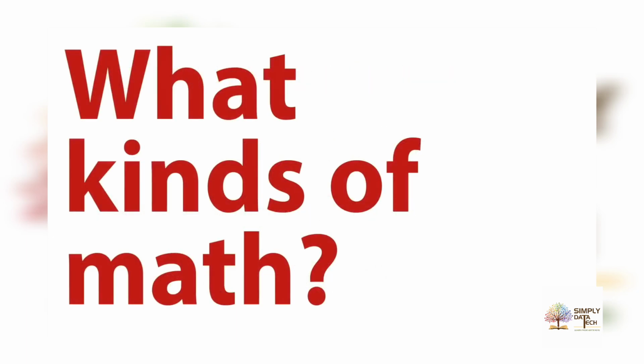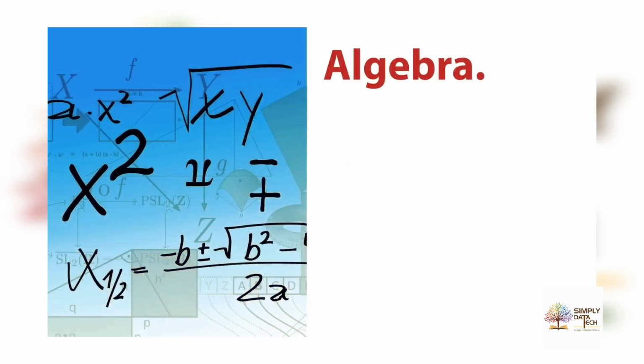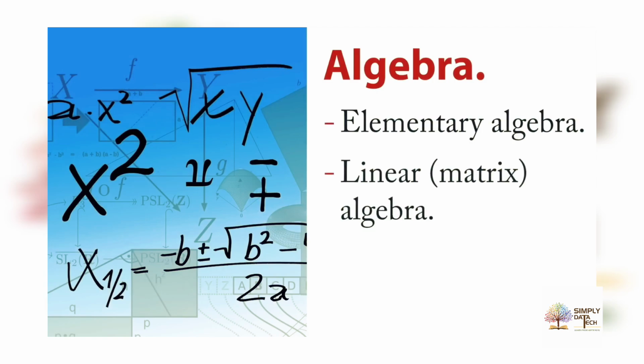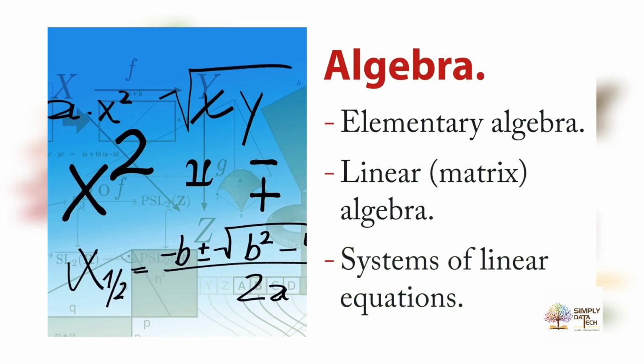So the next question is, what kinds of math do you need for data science? Well, there's a few answers to that. Number 1 is algebra. You need some elementary algebra. That's the basically simple stuff. You have to do some linear or matrix algebra because that's the foundation of a lot of the calculations. And you can also have systems of linear equations where you're trying to solve several equations all at once. It's a tricky thing to do in theory, but this is one of the things that's actually easier to do by hand sometimes.